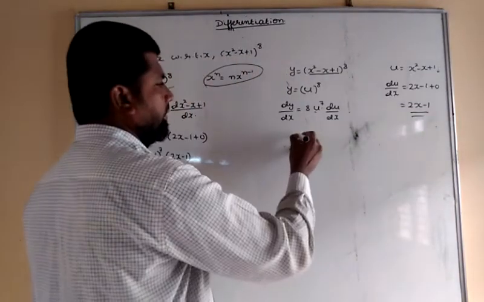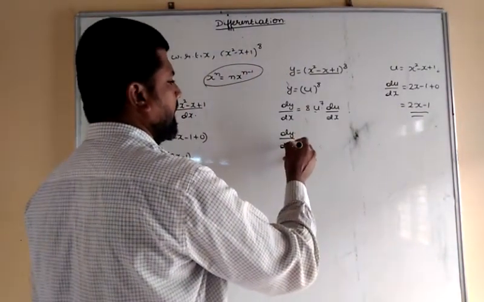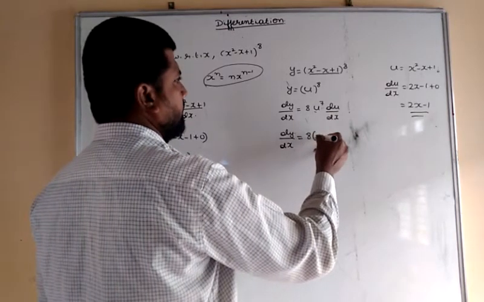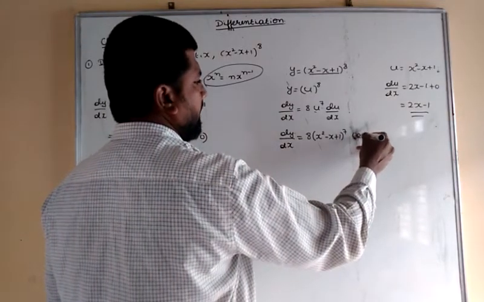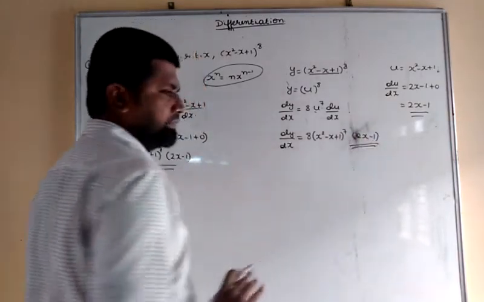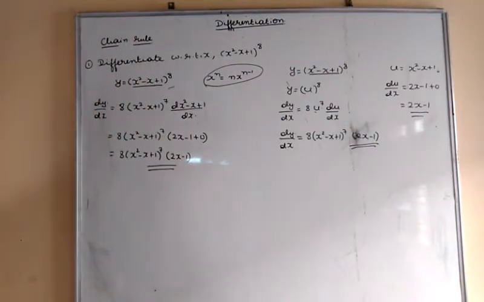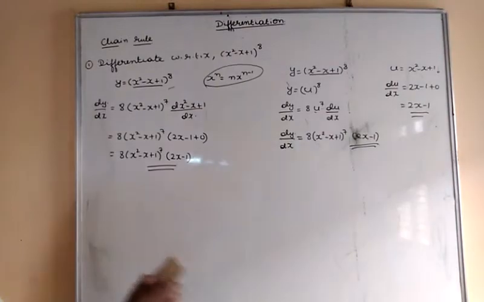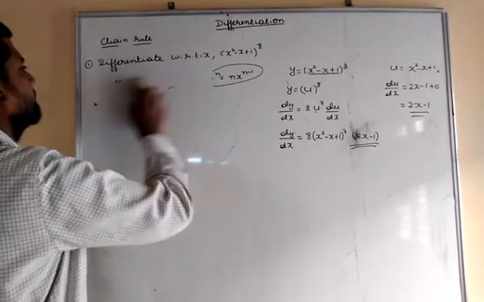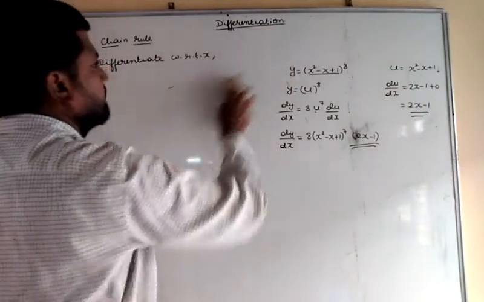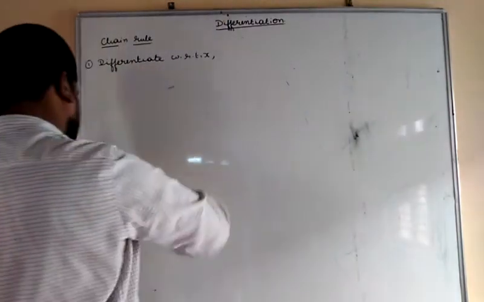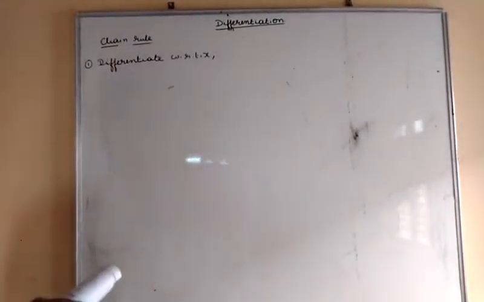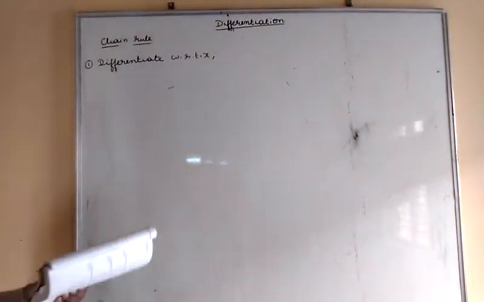Then substitute the value of u here. The u value is (x square minus x plus 1) whole to the power of 7, then du by dx is 2x minus 1. Okay, let us go for the next problem. Let us go for the next type of problem here in this chain rule.